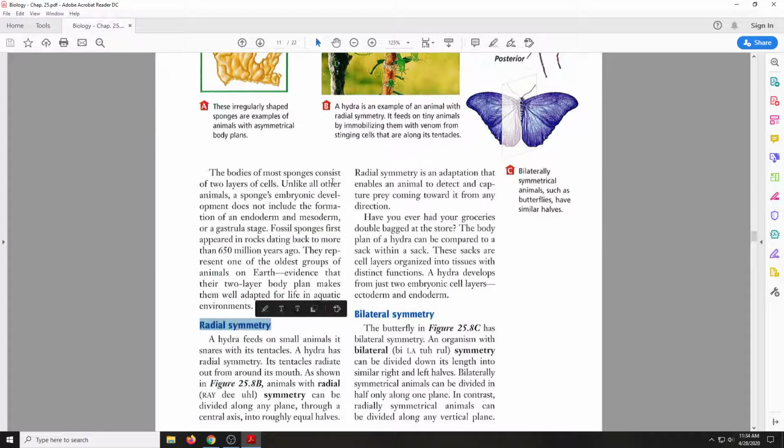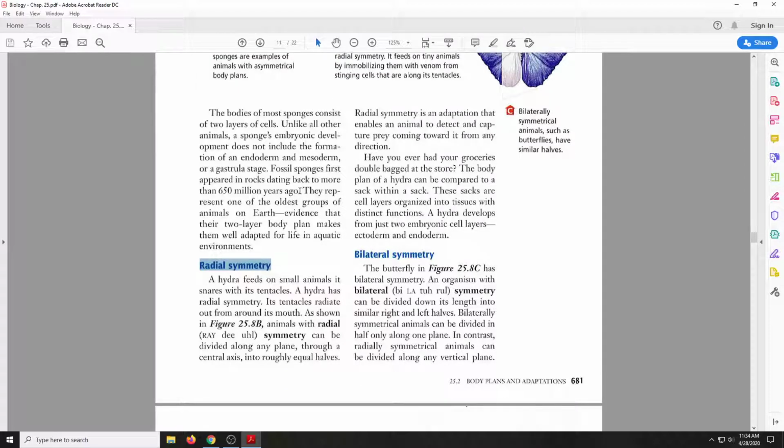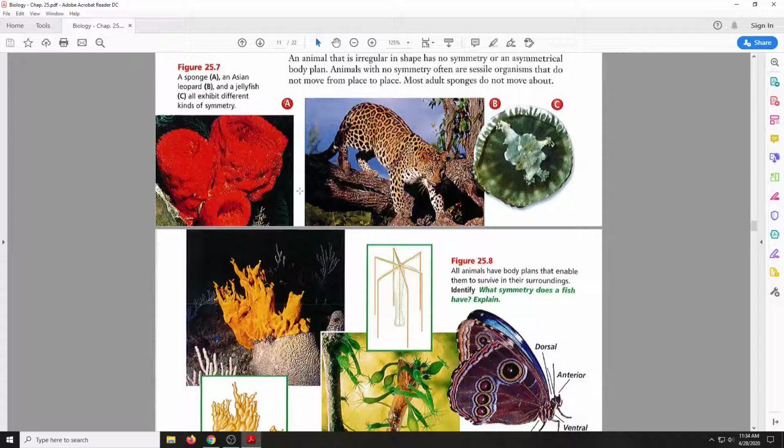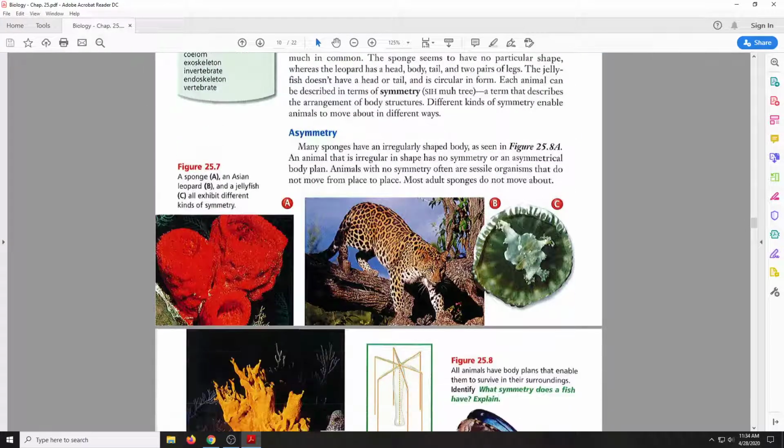Now let's look at something called radial symmetry. Radial symmetry, let's read the definition, can be divided along any plane through a central axis into roughly equal halves. So if we look at this jellyfish and we cut it this way, then the shaded part and the unshaded part are pretty much even. Yes, I know there's a little bit more extra tentacles, but we could move this tentacle over there and then it'd be a lot more even. This thing is just taken underwater. So this is radial symmetry.